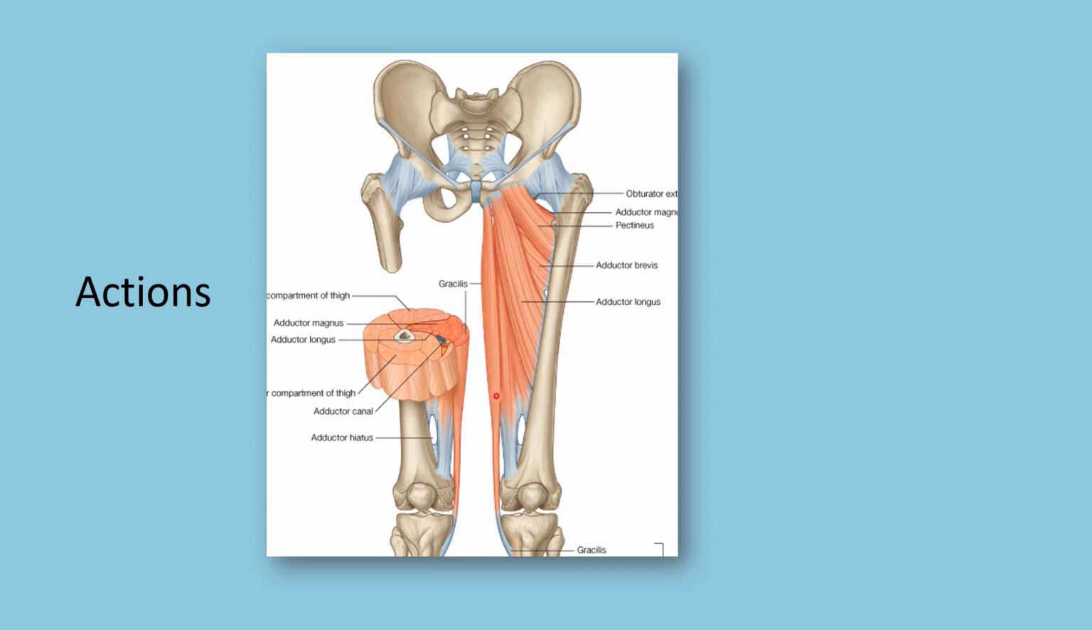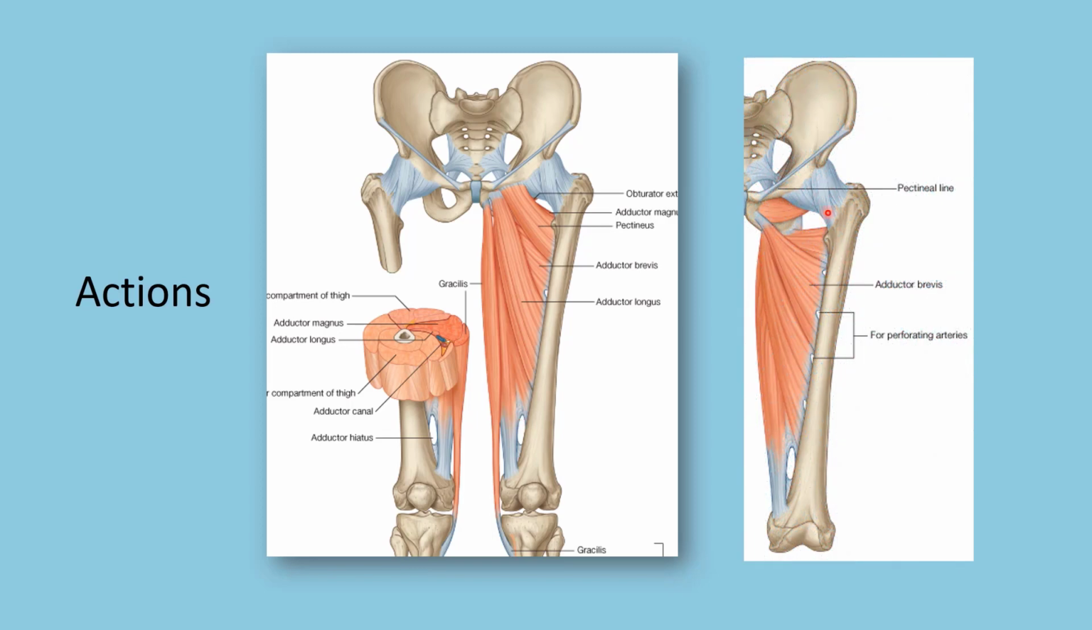Gracilis, along with adduction, also has action of slight flexion of the knee joint and medial rotation of the hip joint. Whereas obturator externus has lateral rotation of hip joint.